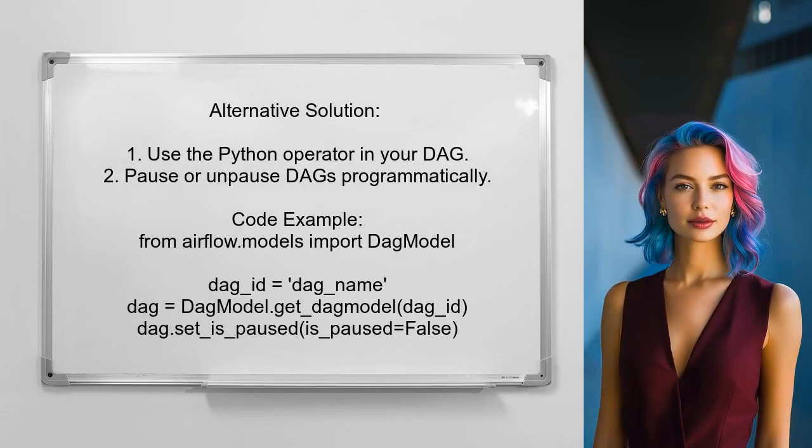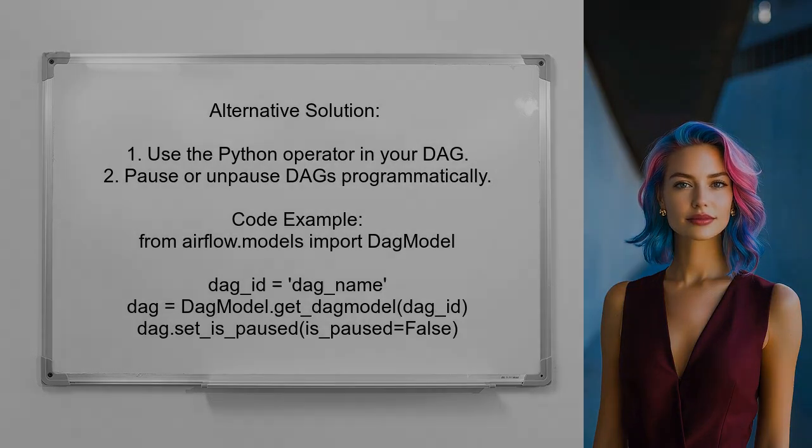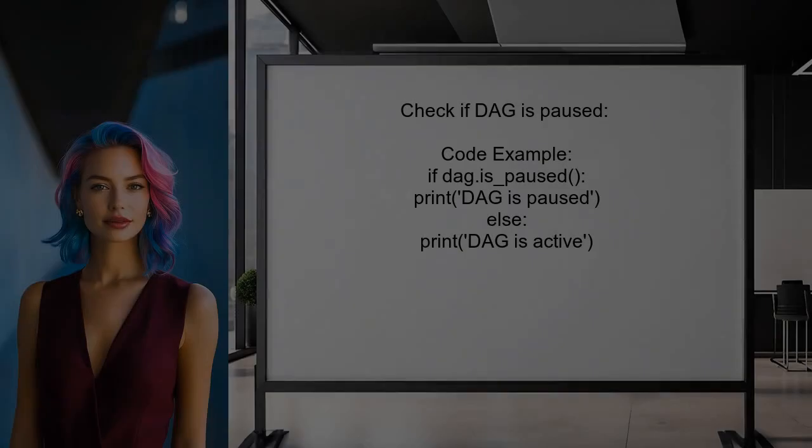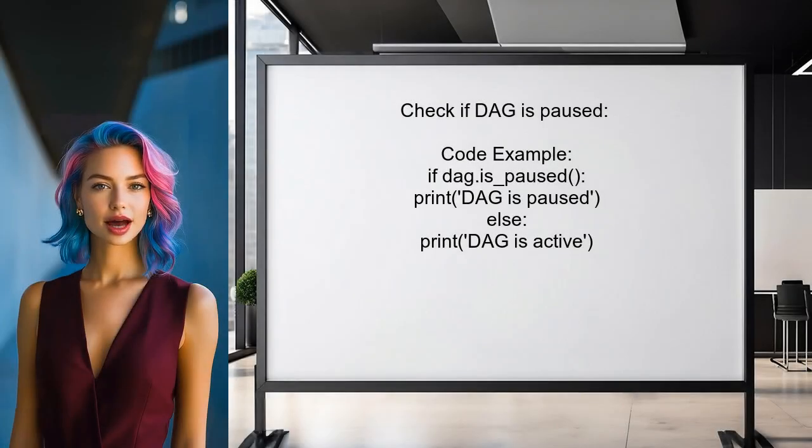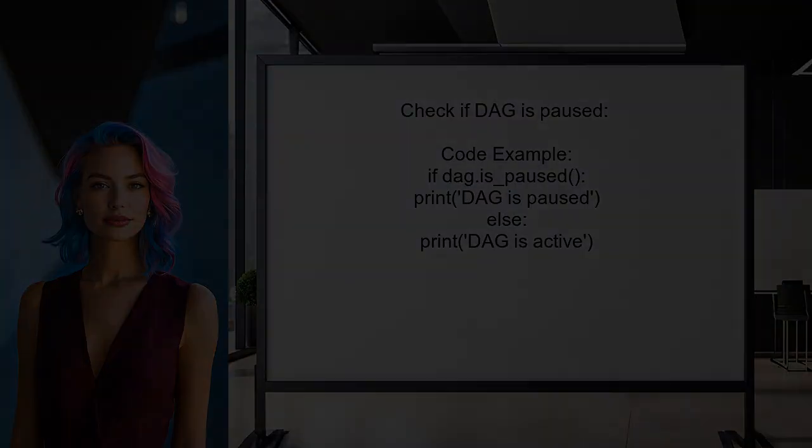One alternative approach to unpause a DAG programmatically is to use the Python operator within any DAG. This method allows you to pause and unpause DAGs without relying on the command line interface. Additionally, you can check if a DAG is paused by calling the isPaused method, which will return a Boolean value.